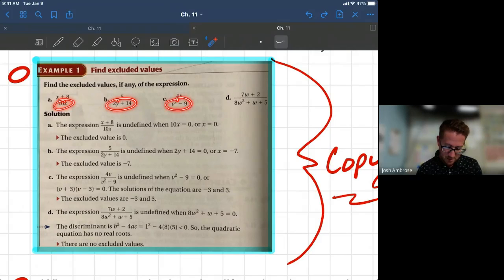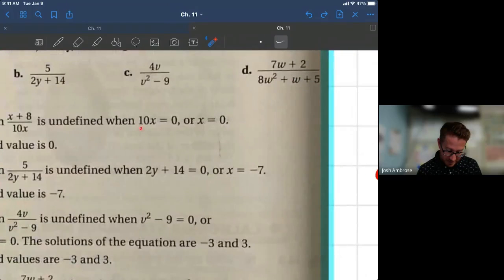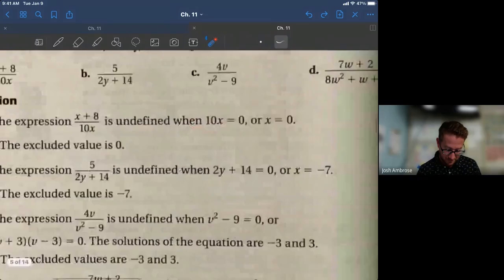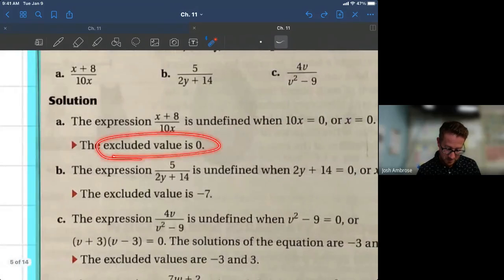Okay, so here are 4 example problems worked out completely for you, where we just focus on the denominator equal to 0. For every single denominator, think of it as you are trying to figure out what the variable is. So when we're looking at this first one, 10x, make 10x equal to 0. Solve for x, x is 0. Then that means the excluded value is 0.